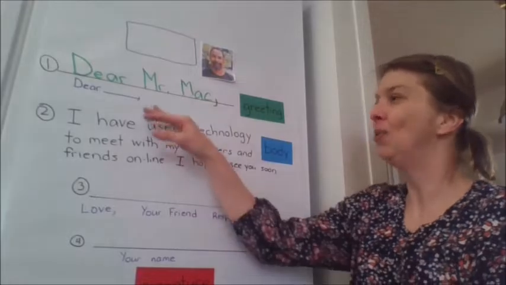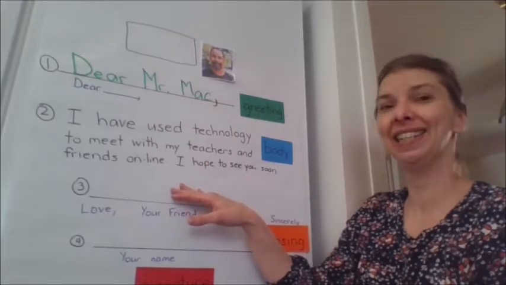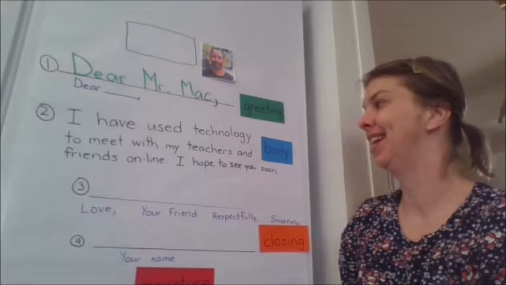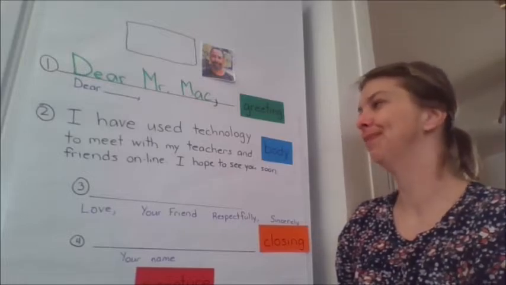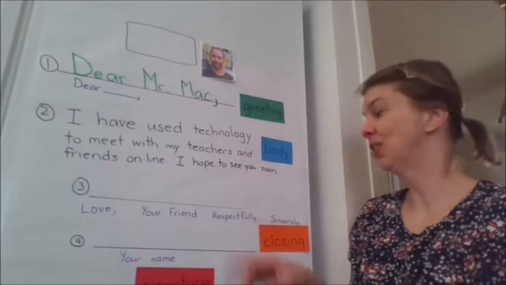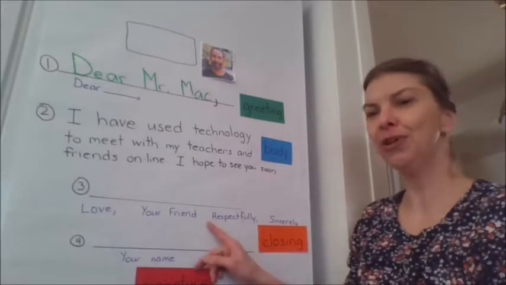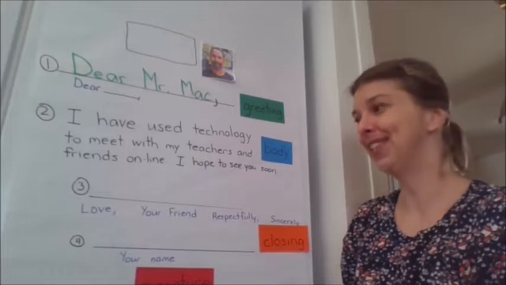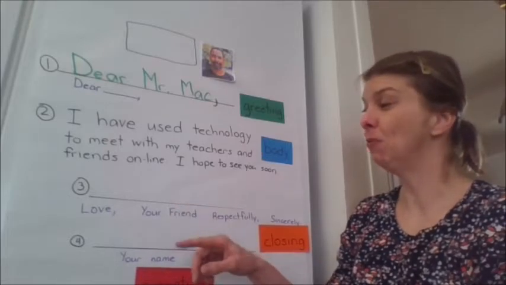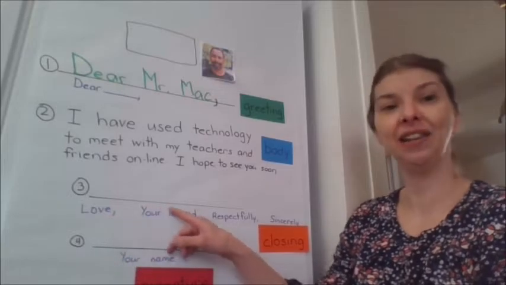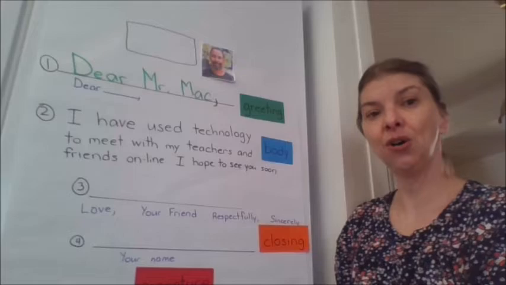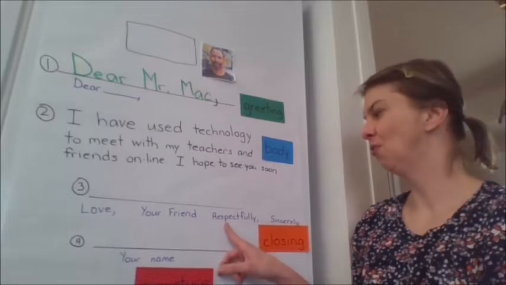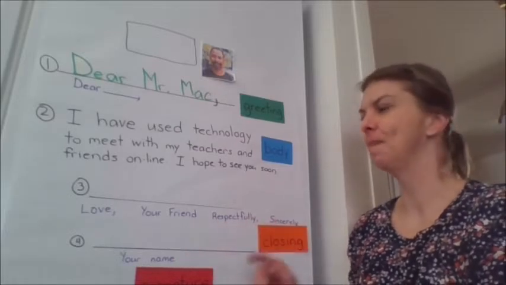Mac." Okay. We have the body, which has already been written for you, and it says, "I have used technology to meet with my teachers and friends online. I hope to see you soon." So the body is done. Check. So let's go to the closing. The closing is when you're ending the letter, kind of like you're saying goodbye, and a way to close it. If you remember, we said we use the words on our paper and the lines to tell us what to write next. So in our closing, our choices are love, your friend, respectfully, and sincerely.